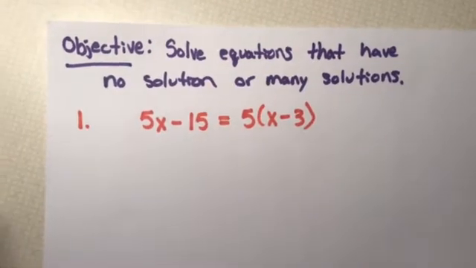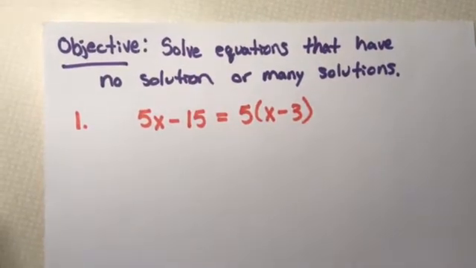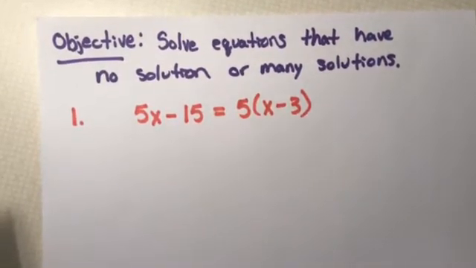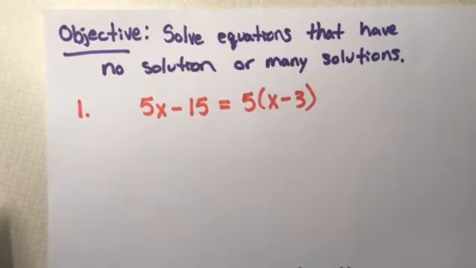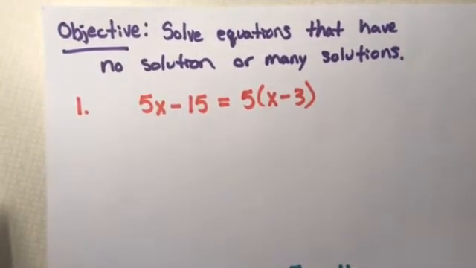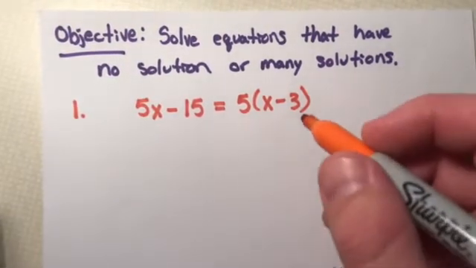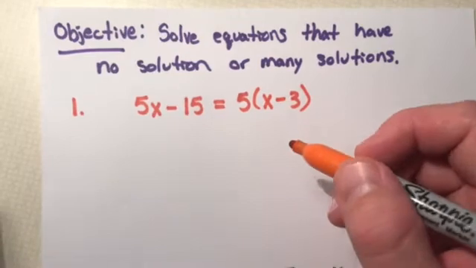Morning, everyone. Today we have a new objective. We're going to solve equations that have no solutions or many solutions. And you can see we have our first problem here. 5x minus 15 equals 5 times the quantity x minus 3.